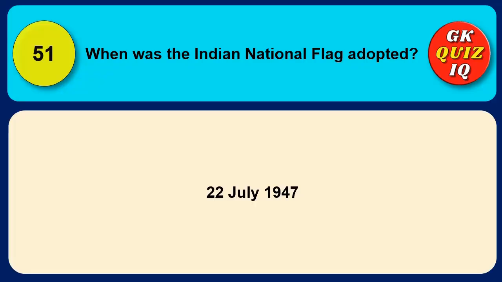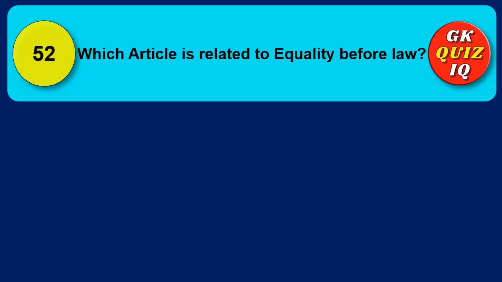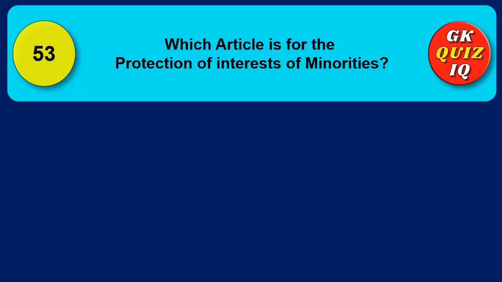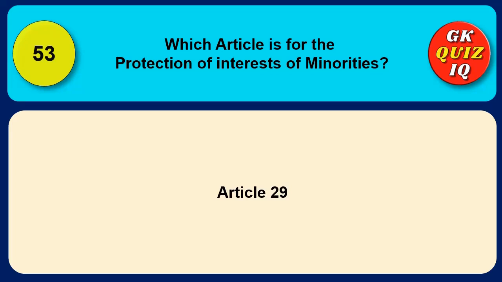When was the Indian national flag adopted? 22nd July 1947. Which article is related to equality before law? Article 14. Which article is for the protection of interest of the minorities? Article 29.